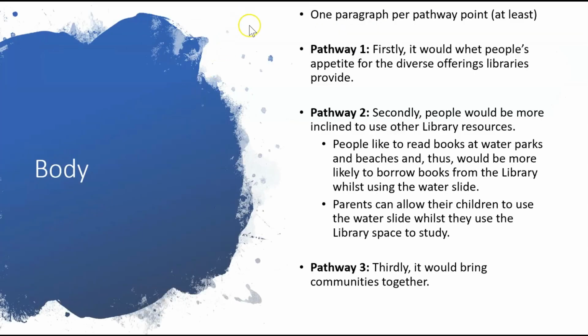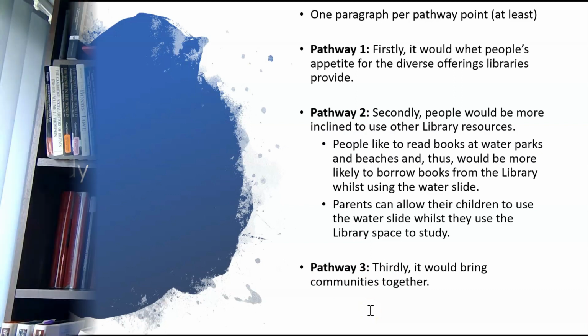I might indeed decide that pathway 2, where I talk about how people would be more inclined to use other library resources, can be broken up into 2 subcategories, or perhaps 2 sub-pathway points. So that means I might have 1 paragraph for pathway 1, but then for pathway 2, I'll have 2 paragraphs, and then I'll have 1 paragraph for pathway 3.